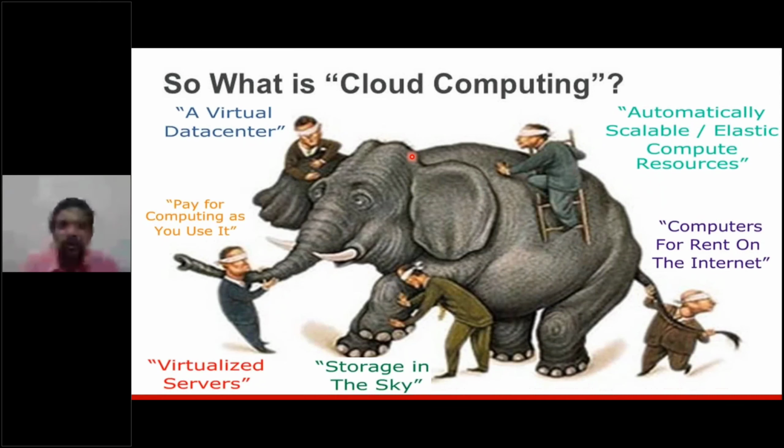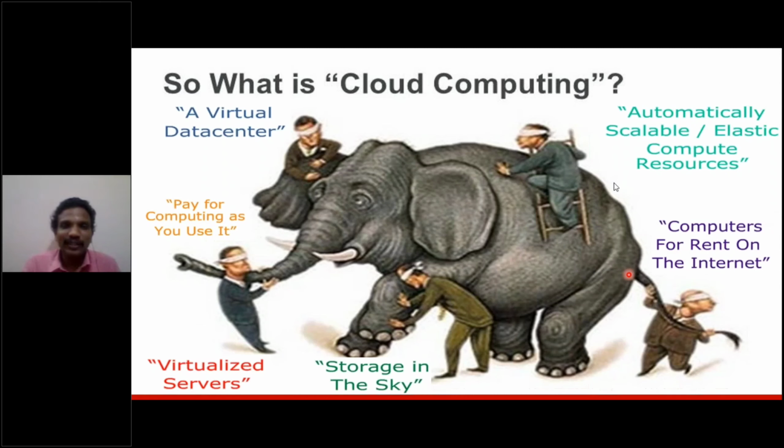Collection of data centers, to form a service as you use it. Virtualized servers are connected together to form the service. Storage on sky, which provides a virtual data center, pay for computing as you use it. Then storage on sky, then computers for rent, automatically scalable. So cloud provides 6 excellent services. All the 6 things.